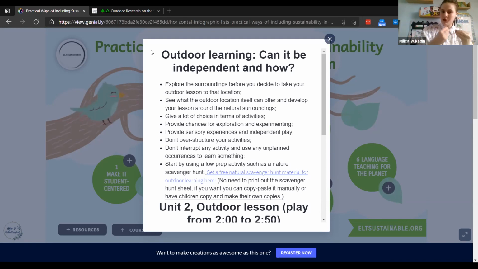Then, give a lot of choice in terms of activities. Give them a choice, so it's not a strict lesson. If you take them outdoors to explore, bear in mind that they will find things that are not in your lesson plan. They always find them.